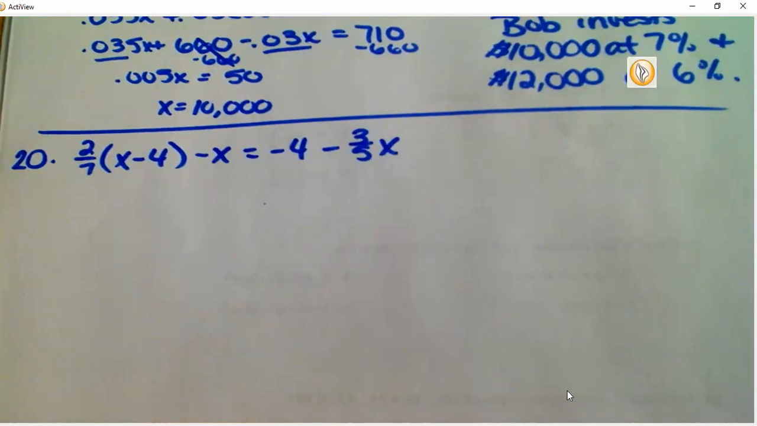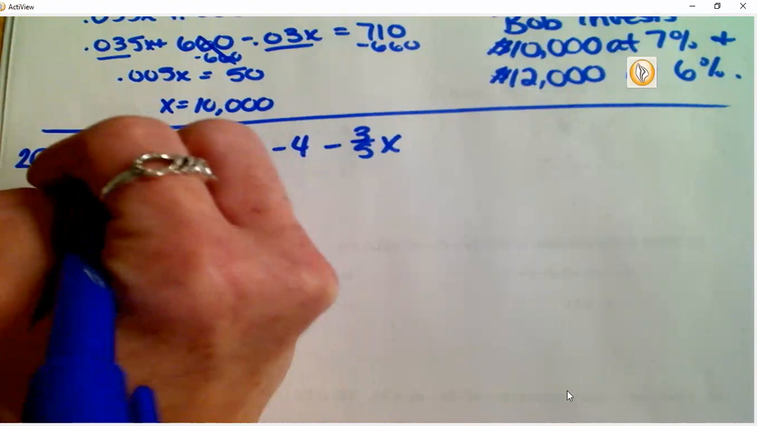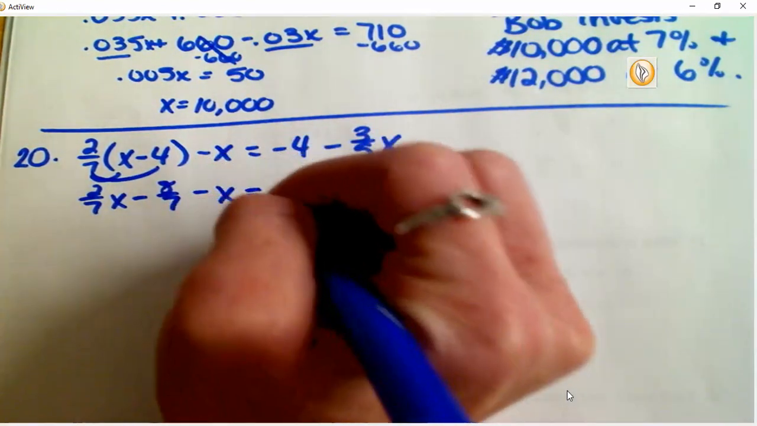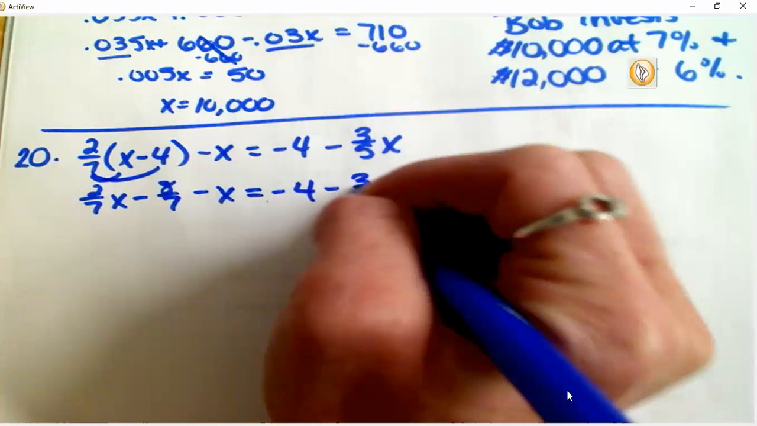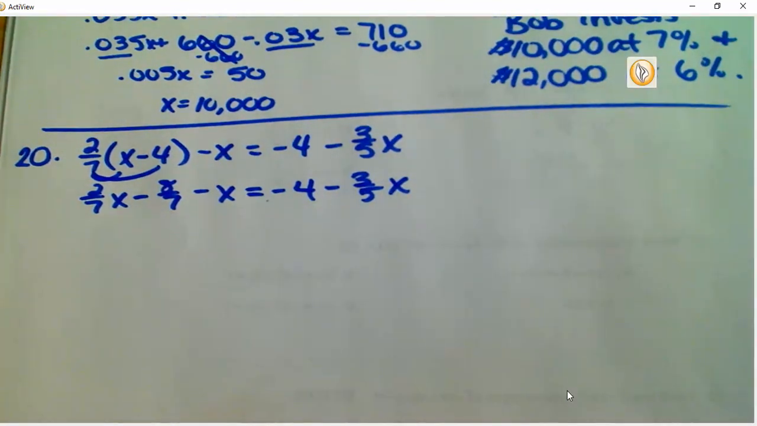Okay, so this one looks kind of nasty because of the fractions, but it's really just solving a linear equation. We just have x to the first, so our goal is going to be to get x by itself. Where would we start here? Distribute. So we get a 2/7 x minus 8/7. If you get hung up on the fractions, you have a calculator, so you can always use that.